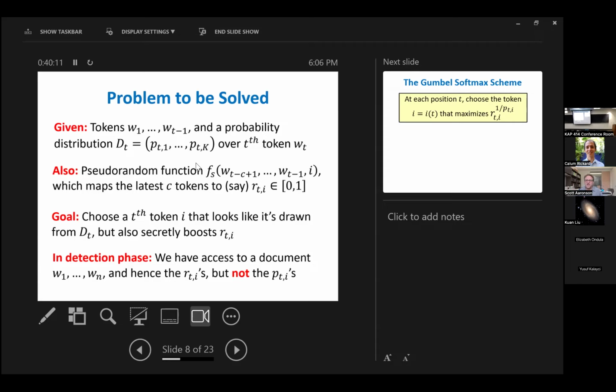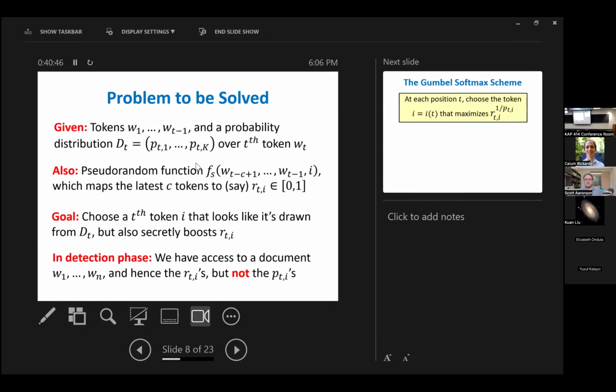In the detection phase, we don't know the prompt, which means we don't know the probabilities, p_ti, for the various tokens, but we do know the output. We have the sequence of output tokens. From those, together with the pseudo-random function, we can calculate these numbers r_ti. Okay, so we need the signal to be a function of the r_ti, like them being systematically larger than they would be in arbitrary text.